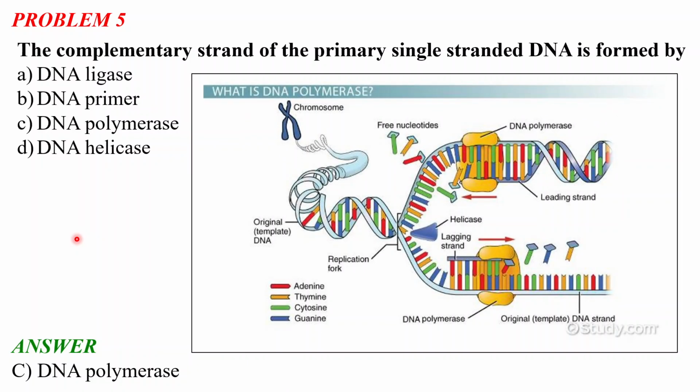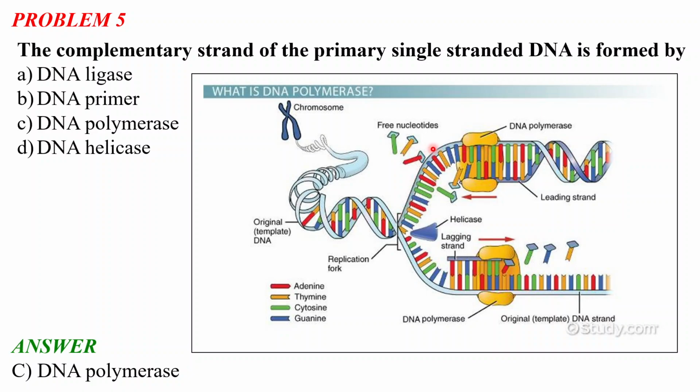So, what is DNA polymerase? DNA polymerase is very important. In DNA replication, many enzymes are very important. There is a DNA polymerase enzyme which forms the double stranded complementary strand on the leading strand. And we have DNA helicase, and a few other enzymes which I will tell you about during this course. Okay, DNA ligase, DNA primer, DNA polymerase, DNA helicase. There are many enzymes which are important during DNA replication. The most important one is DNA polymerase.